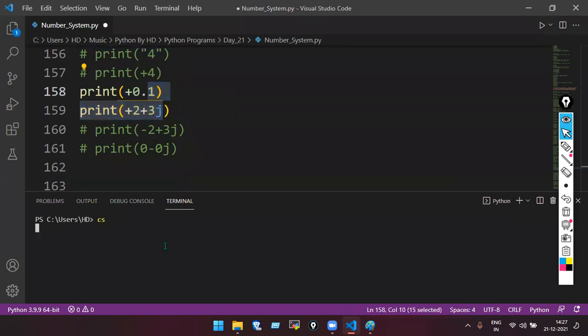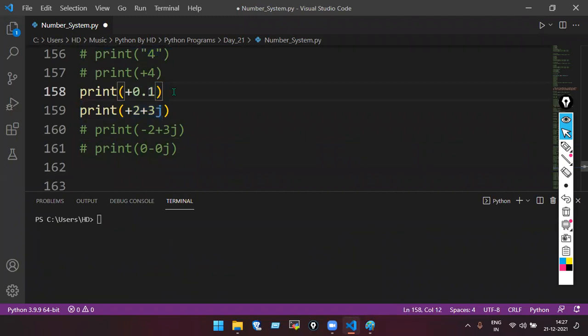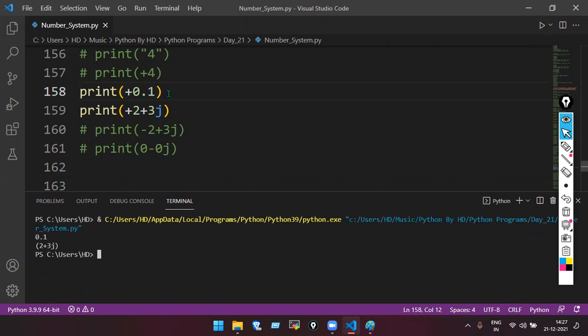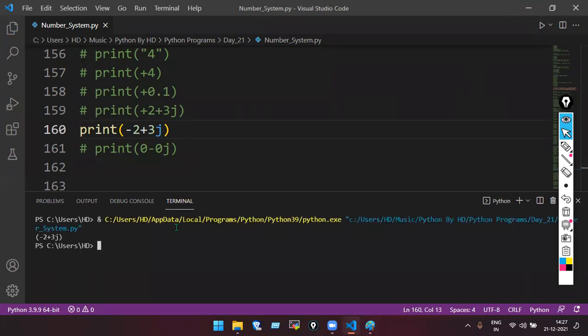What about this answer there? 0.1. 0.1 will come as it is. Okay. And here what will come? 2 plus 3j in the bracket. Yes, 0.1 came. And here what came? 2 plus 3j in the bracket. Okay. What about this minus 2 plus 3j? So see once here. The same thing exactly came. Minus 2 plus 3j in the bracket.